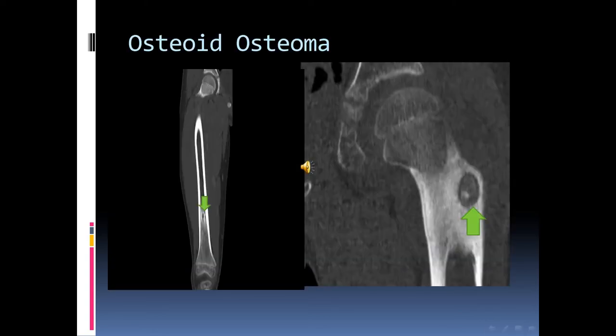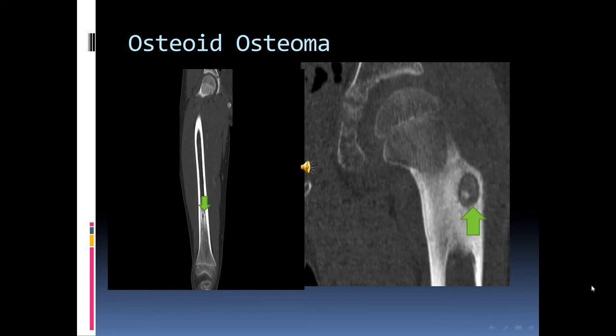In osteoid osteoma, which is also a benign tumor seen in young children or adolescents, the lesion is typically made of a radiolucent oval lesion, as seen in the first CT scan image. This is an oval radiolucent lesion surrounded by sclerotic reaction in the bone. This is the classical appearance, and sometimes we can see inside the osteolytic lesion a very small dense spot, as seen here in the right image.